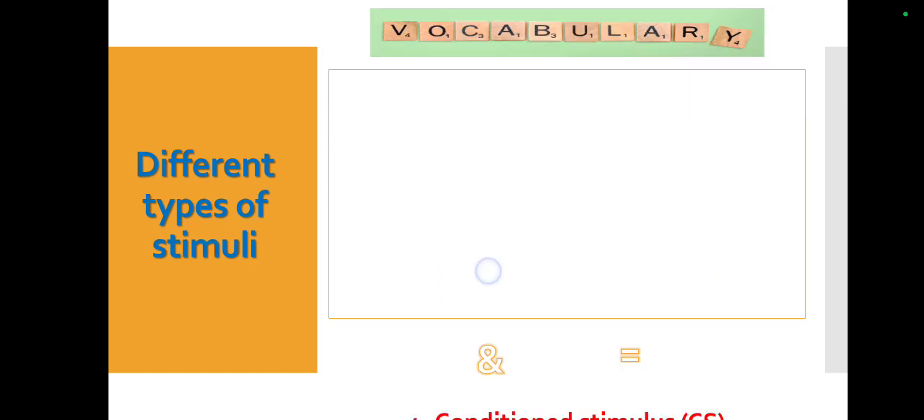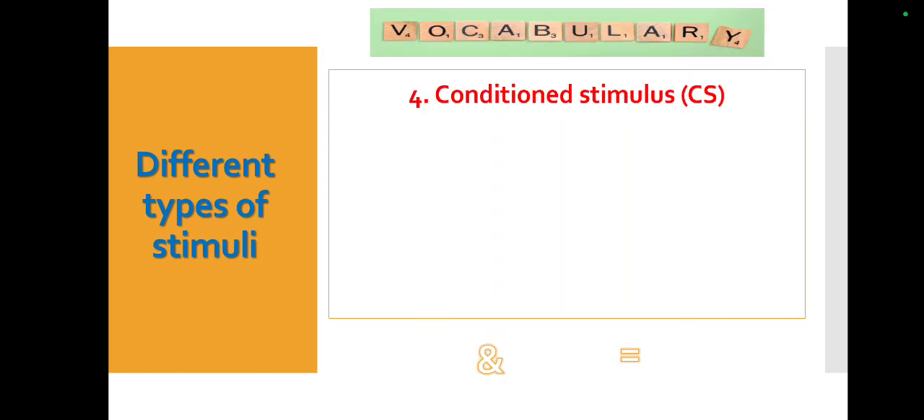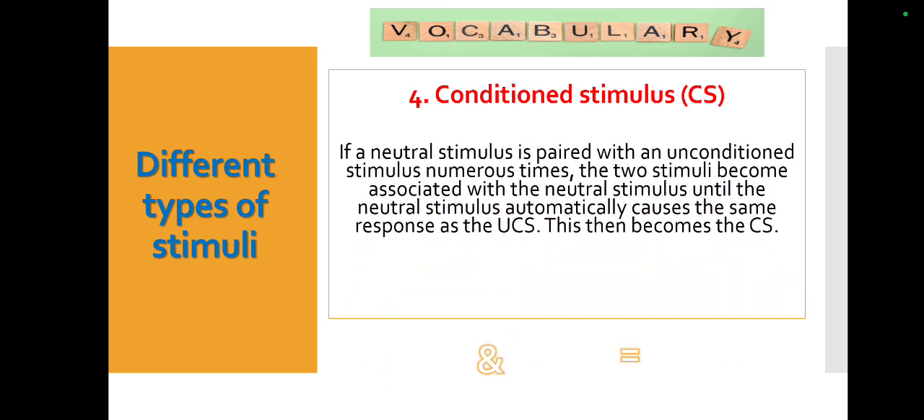So how do we end up being conditioned then? How do we end up with a conditioned stimulus? A conditioned stimulus is a stimulus that you have learnt to respond to.